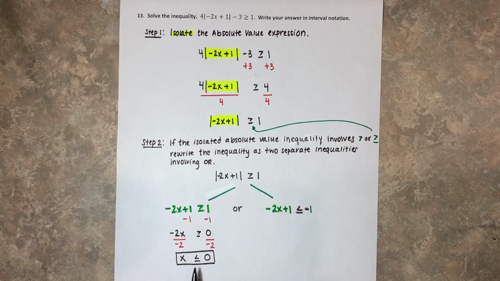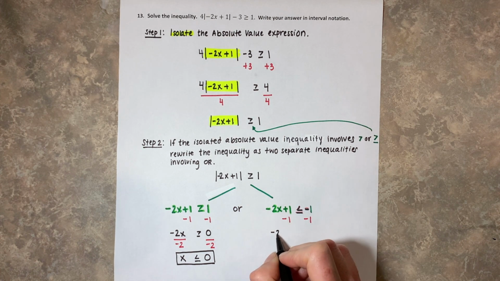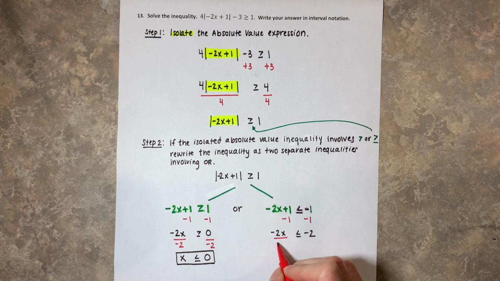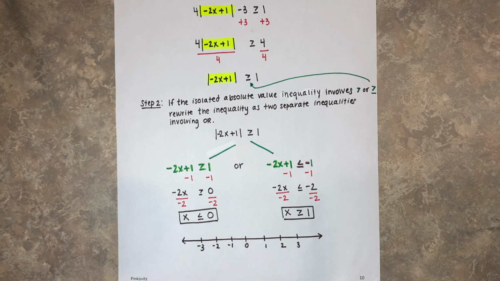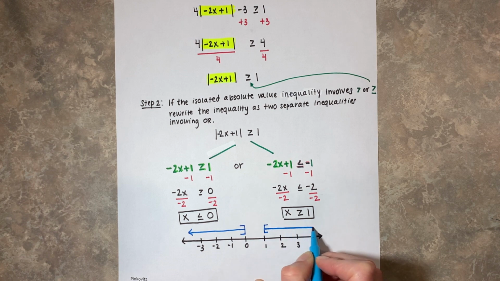And we're left with x is less than or equal to 0. Which leaves us with x is greater than or equal to 1. Now, to write our final answer in interval notation, I'm going to go ahead and graph this on the number line. X is less than or equal to 0. We'll draw a bracket at 0 and our arrow going to the left. And then x is greater than or equal to 1. We'll draw a bracket at 1 and our arrow going to the right.